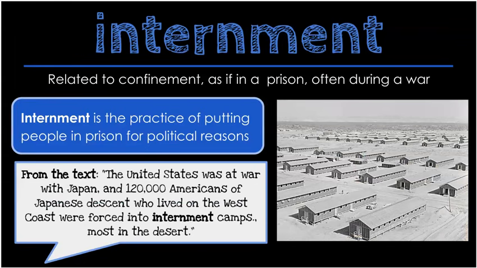Our next word is internment. Internment is, according to the book, related to confinement, as if in a prison, often during a war. Internment is the practice of putting people in prison for political reasons. From the text, the United States was at war with Japan, and 120,000 Americans of Japanese descent who lived on the West Coast were forced into internment camps, most in the desert.